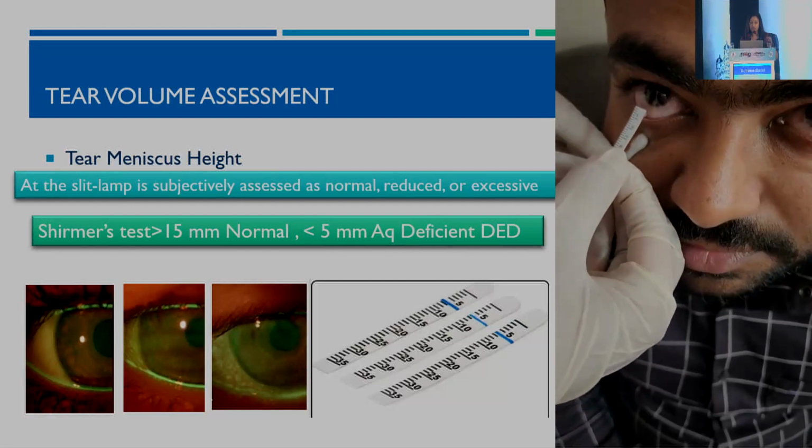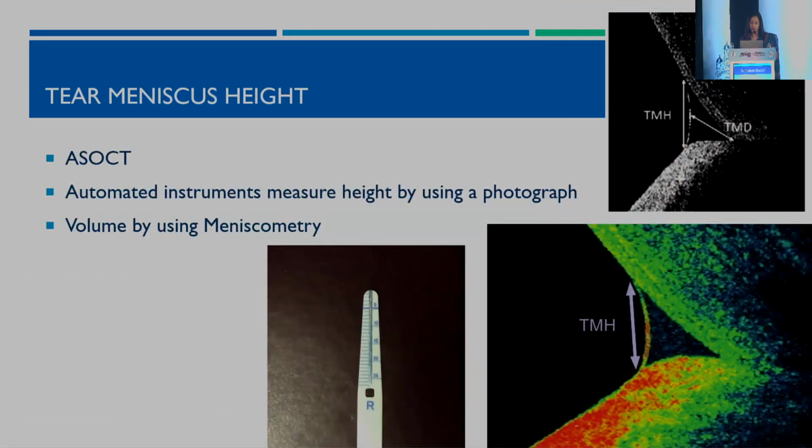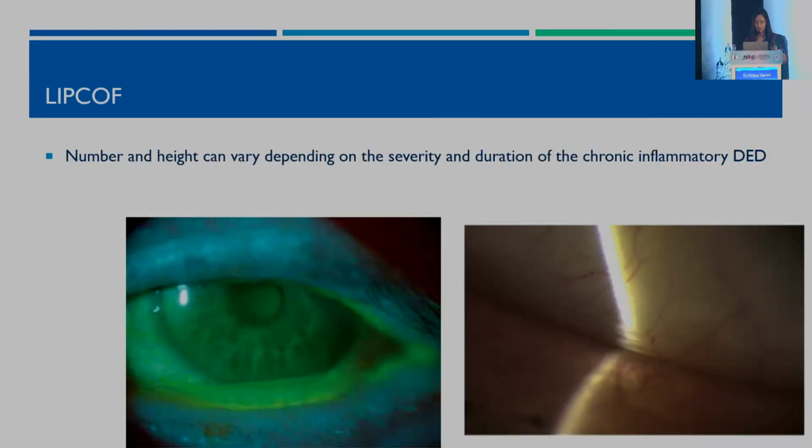If it is less than 5 millimeter, it is aqueous deficient. Try to keep the Schirmer's strip at the junction of the lateral third and the medial third. Tear meniscus height can also be assessed on anterior segment OCT or by taking photographs, or you can use the strip used for meniscometry, but we don't use that commonly in our glaucoma clinic. So fluorescein is the best thing available to us.